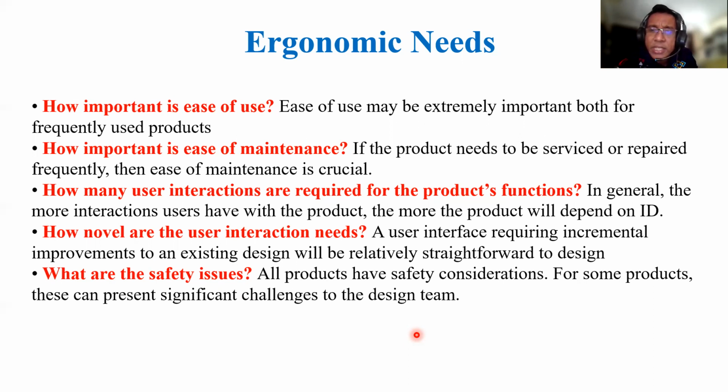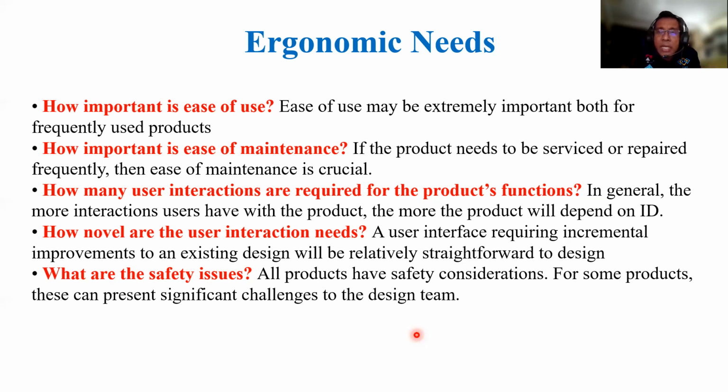So how important is ease of maintenance, for example? If the product needs to be serviced or repaired frequently, ease of maintenance is very important, very crucial. For example, a user should be able to clear a paper jam in the printer or photocopier machine easily, because when we print something, we do not want to wait for the technician to come.